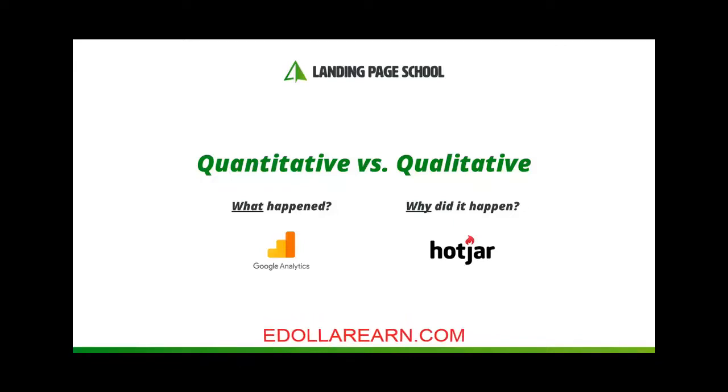On the flip side, we have qualitative data from sites like Hotjar. This tells us why these things happened, or at least it tries to. A good example of qualitative data would be a response to a poll that you have on a page that asks the visitors some basic questions about their experience. Session recording videos are another good example of this type of qualitative data.